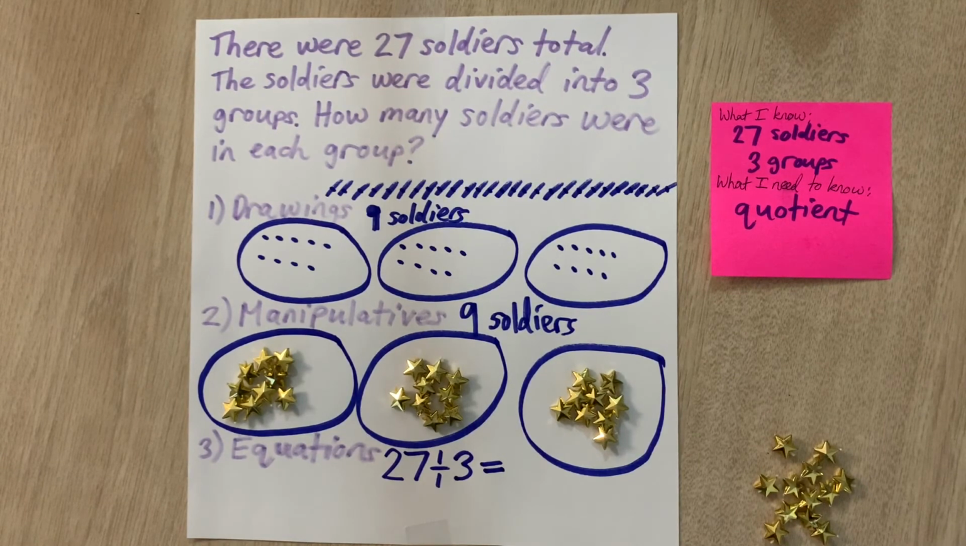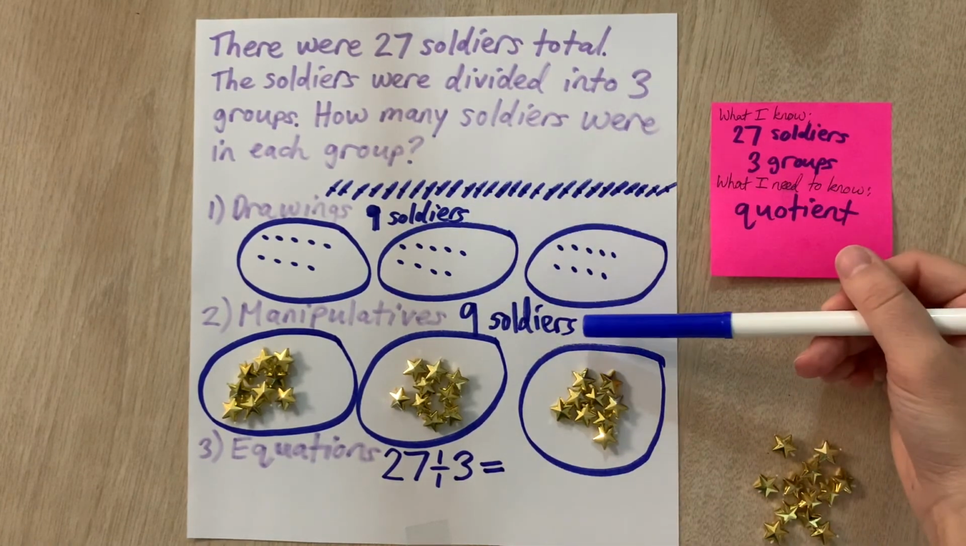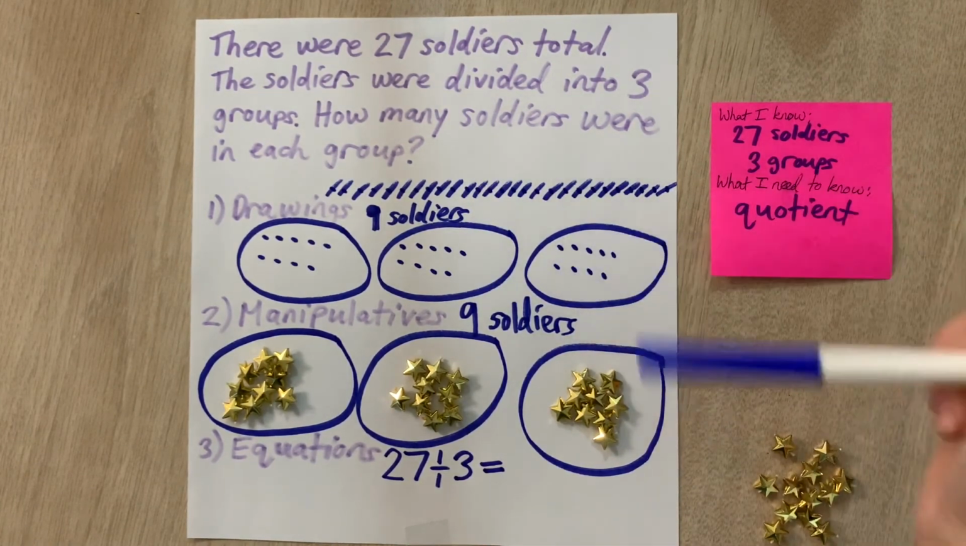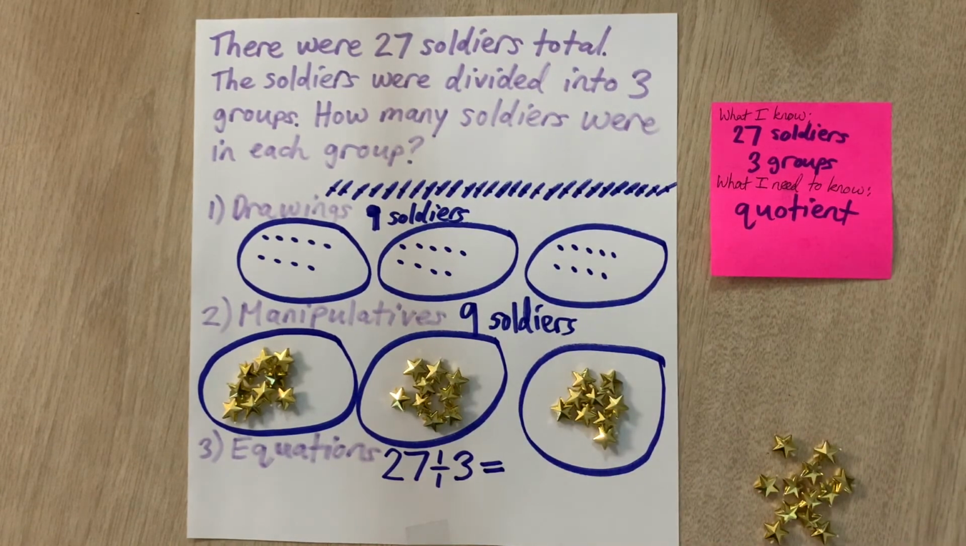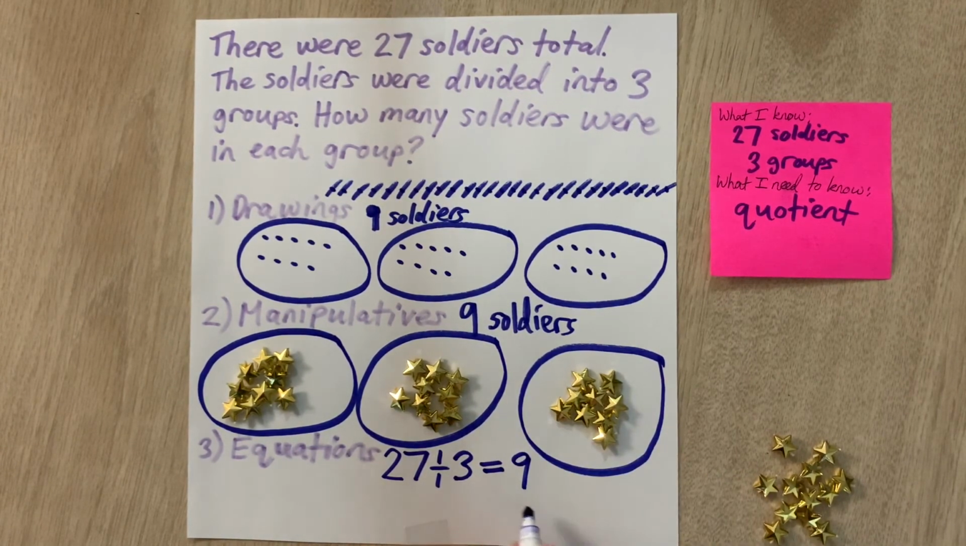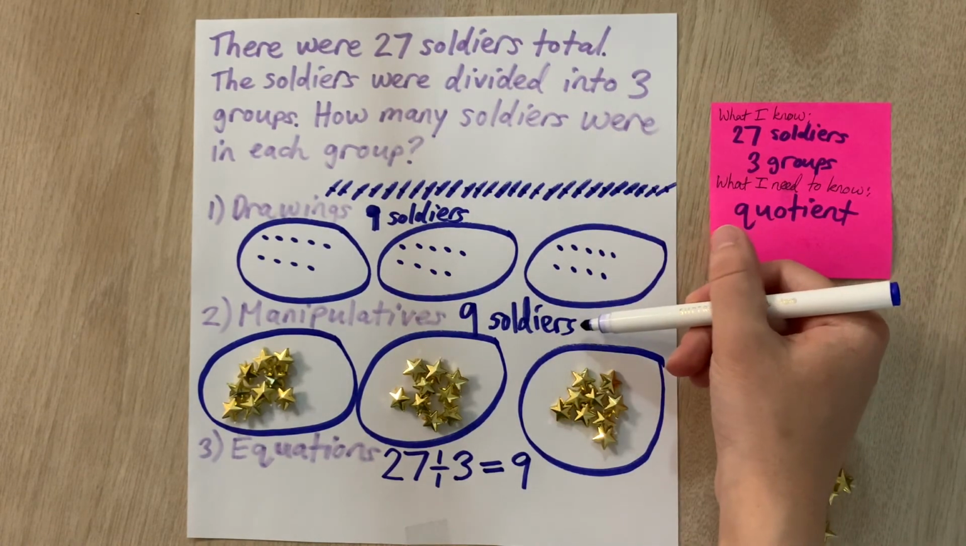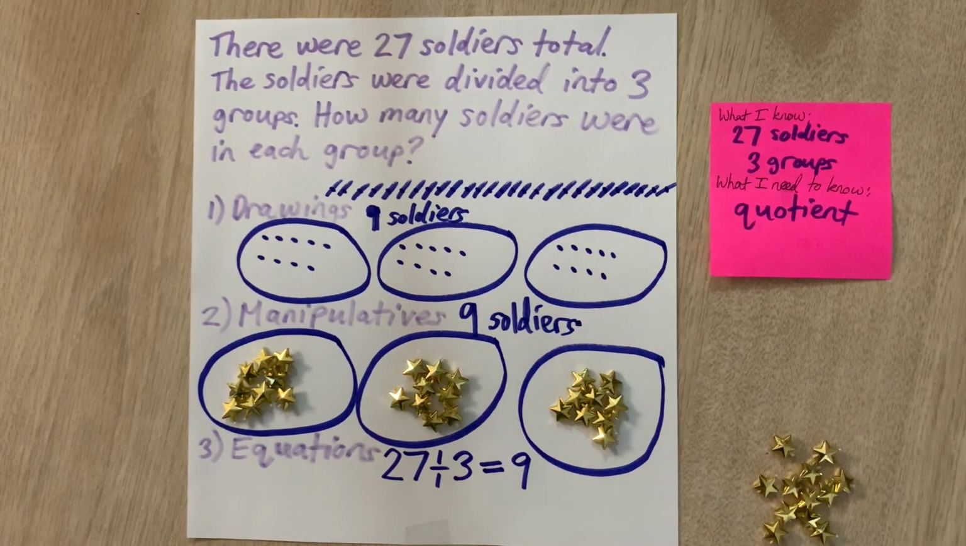And if you don't know your division facts, that is also okay, because we figured out through using our drawing strategy and our manipulative strategy, again using the dots and using those gold stars or beans or beads, we found out that in each pile there are going to be 9 soldiers. So we already figured it out. So 27 divided by 3 equals 9. Again, you use this either using your multiplication facts that you already knew, or by referring back to your drawings and manipulatives results, which already had the quotient. So again, 27 divided by 3 equals 9. So there are going to be 9 soldiers in each group.